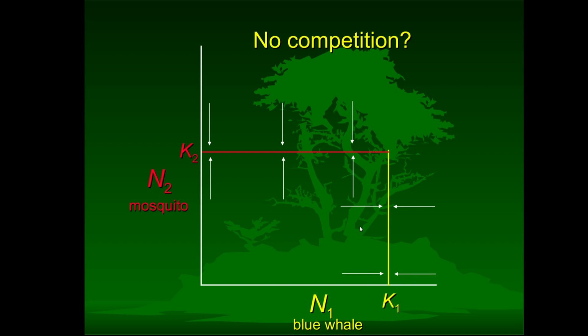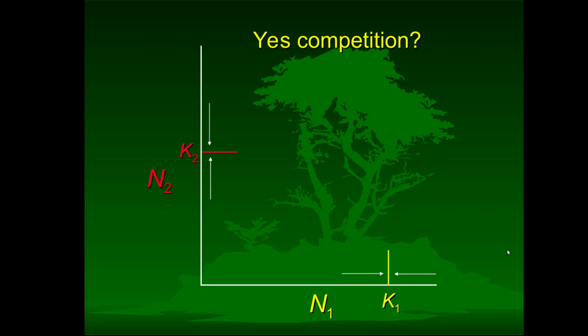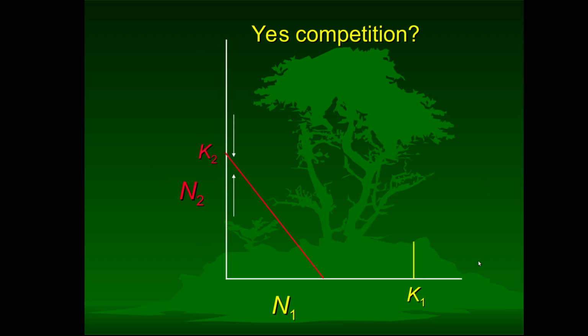But if there is competition, then adding individuals or increasing N of one species will lower the carrying capacity of the other species. So let's start by looking at K2, the carrying capacity of species 2. That's the point on the y-axis where N2 equals K2 right here.